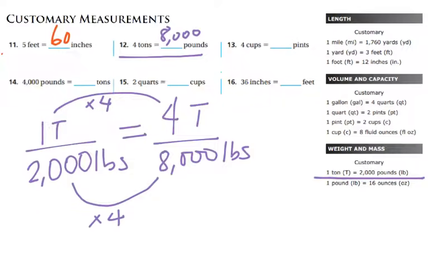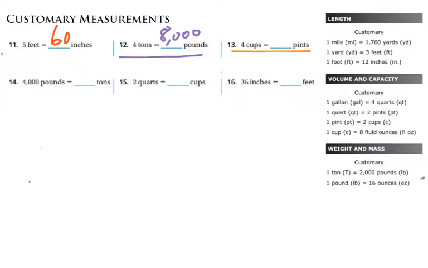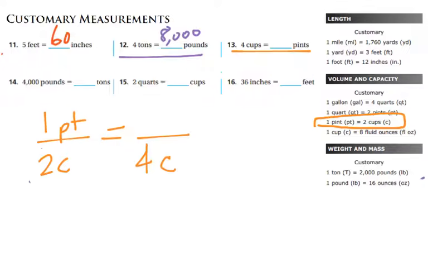Okay, let's look at the next one. I now have 4 cups, and I'm trying to see how many pints that's going to be. So let me see the connection between cups and pints. Oh, look, it's right here. This time I see that 1 pint is the same thing as 2 cups. So let me set that up. 1 pint over 2 cups, and that equals 4 cups. Well, I'm not going to put the 4 on top because look, my cups are on the bottom, so I'm putting my cups down here.